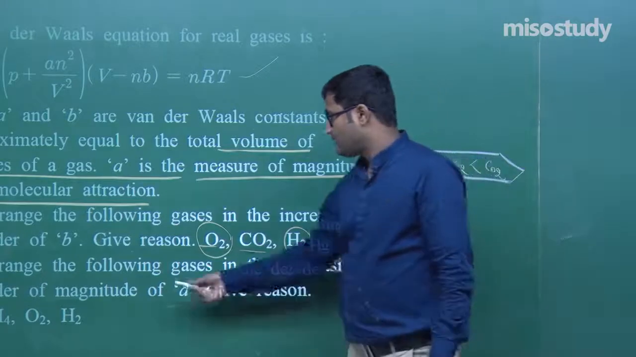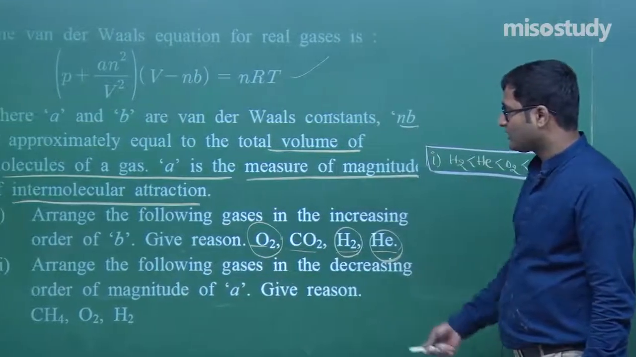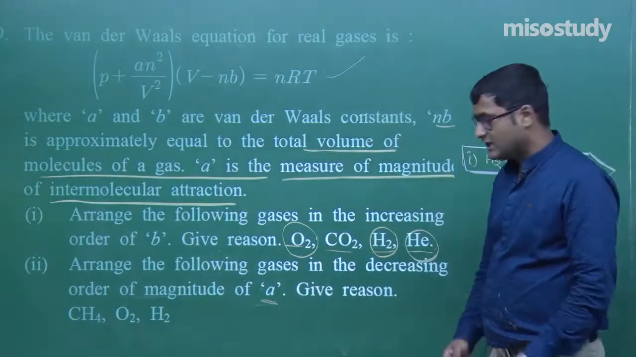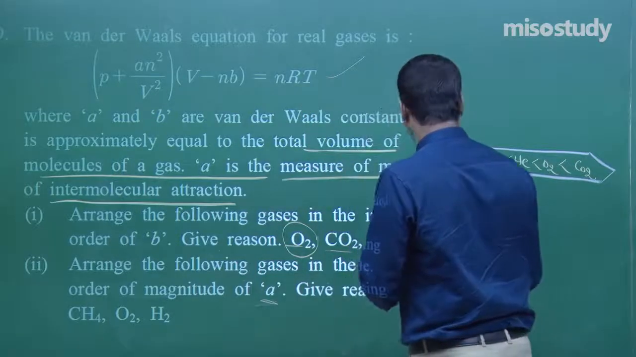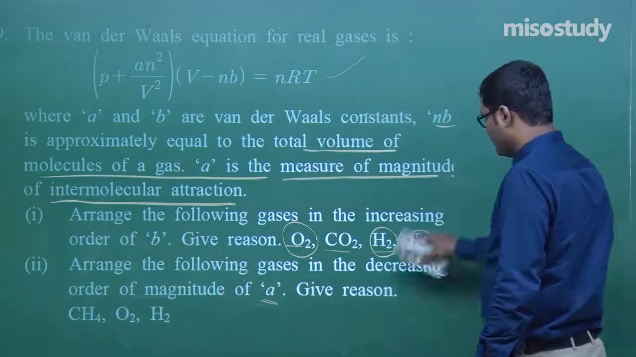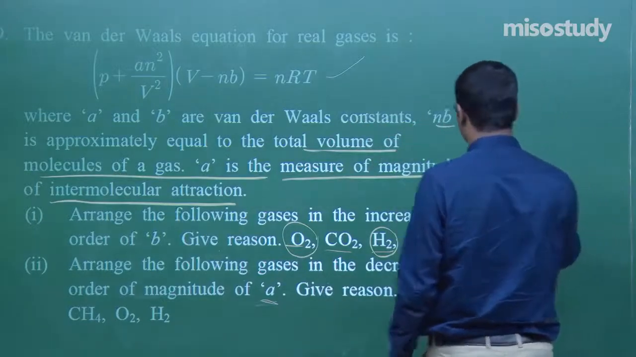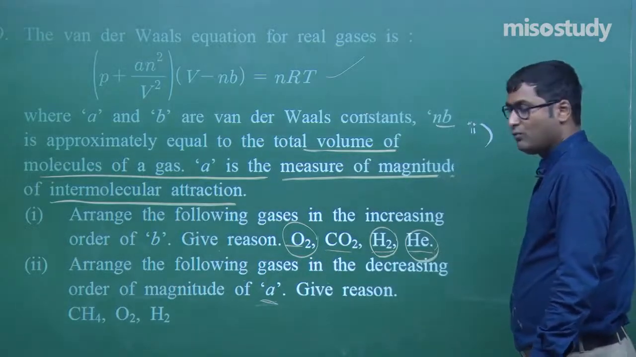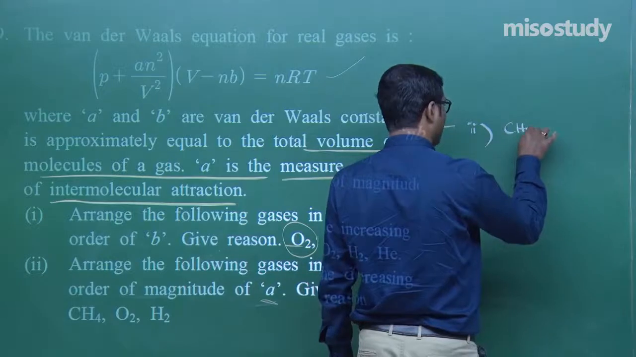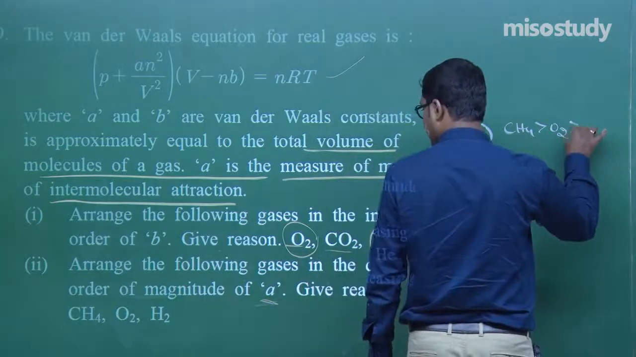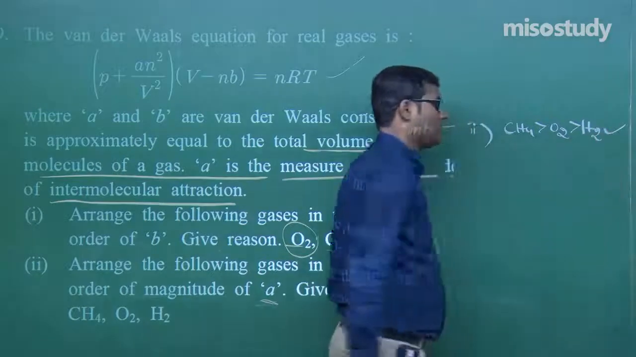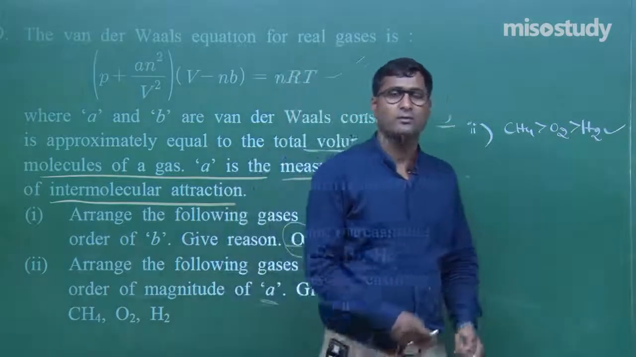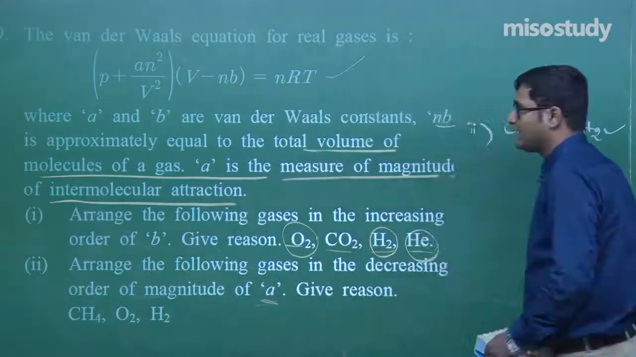Now next one. Arrange the following gases in decreasing order of magnitude of a. As we know, CH4 has higher intermolecular force of interaction. So CH4 has higher intermolecular force of attraction, so the magnitude of a is more. So the order here is CH4, then comes O2 and then comes, my friend, H2. Again I am repeating, CH4, O2 and then H2. Am I right? The question looks big, but it is not so big. Simple explanations are there.